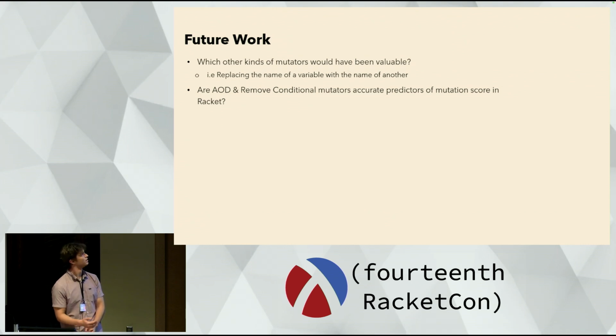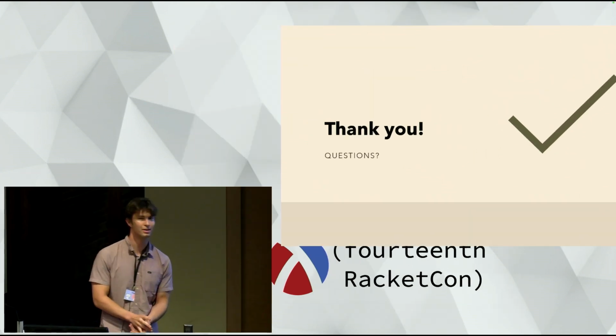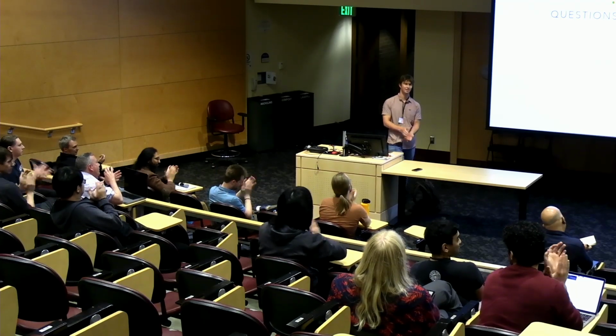Oh, and I also want to mention that for both the open source projects and the student submissions, remove conditionals was the most likely mutator to survive, which aligns with Kazerni's findings in Java. But yeah, that's all of the stuff that I have for now. Do we have any questions? I think I'm a little quick.